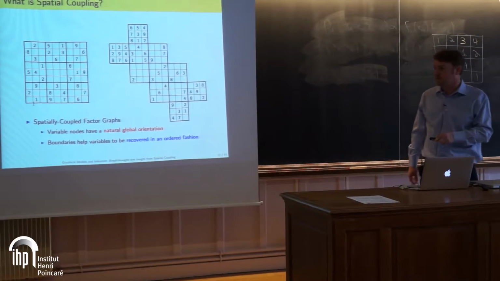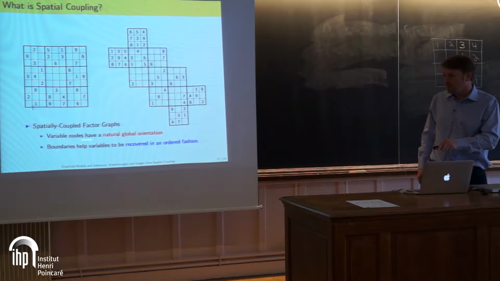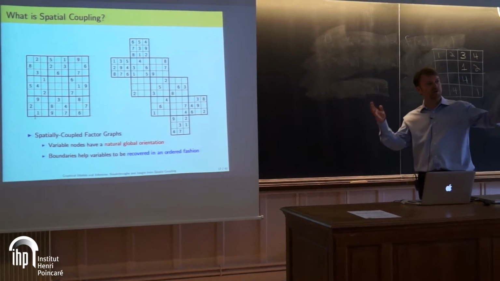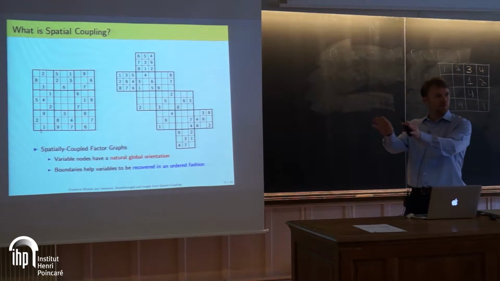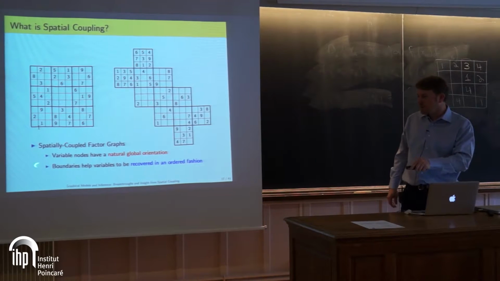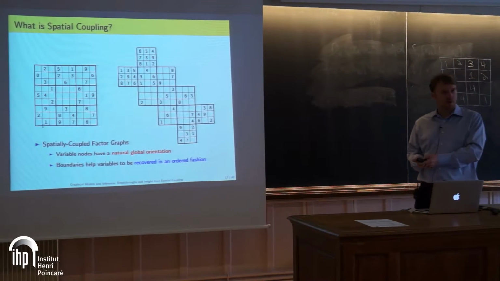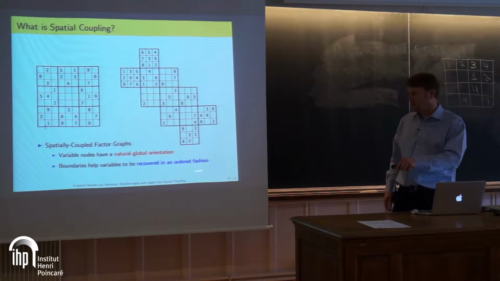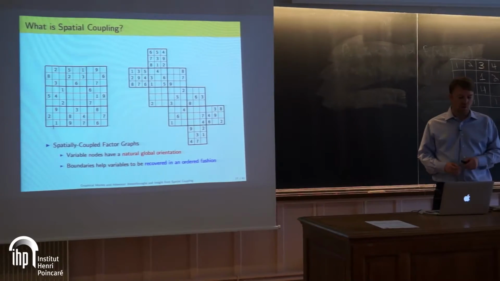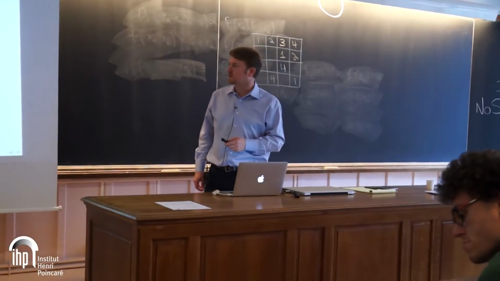The way I'm going to define it is: spatially coupled factor graphs are ones where the variable nodes have a natural global orientation. If I take all these variable nodes, there's some global structure, and they can somehow be ordered. And in that ordering, I know one of the boundaries. So I know some initial set of them, which is going to help me recover the other ones in an ordered fashion. This is the concept behind spatial coupling, and this is what's going to let us do that.